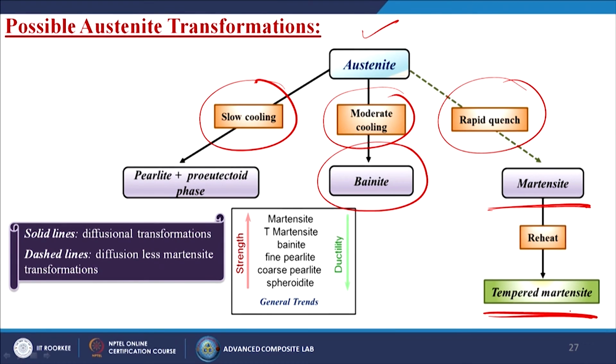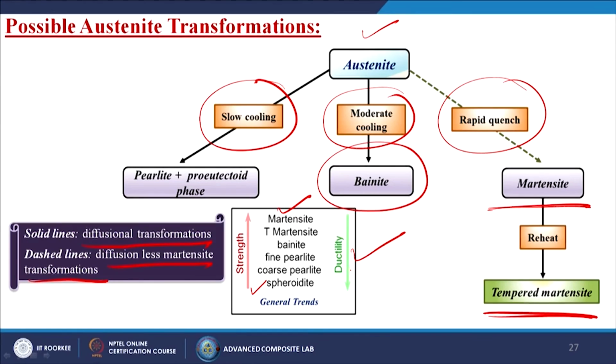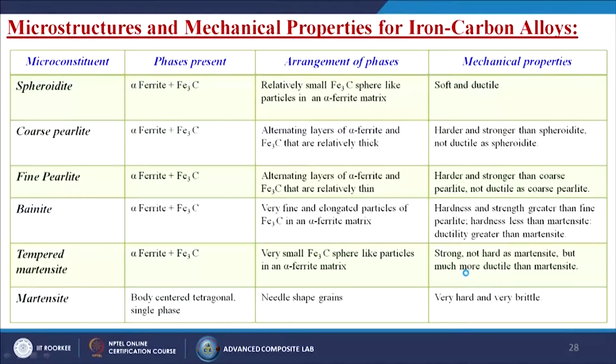The solid lines are known as the diffusional transformations, and the dashed lines are known as the diffusionless martensite transformations. If we talk about strength, strength is maximum for martensite and very low for spheroidite, and of course it is the opposite for ductility. So, for martensite the ductility is very low, and for spheroidite the ductility is maximum.